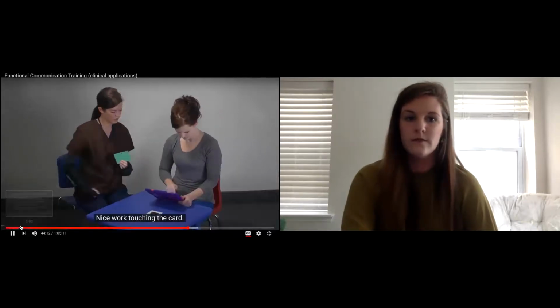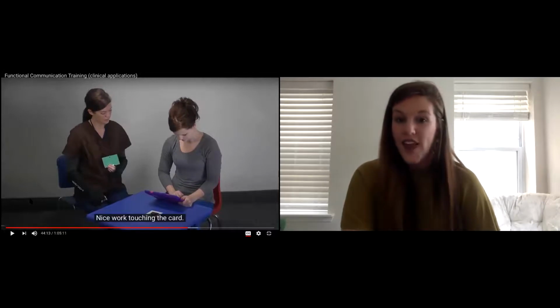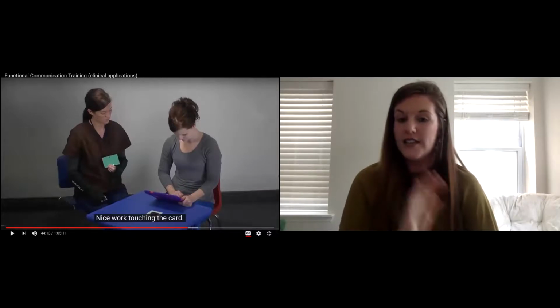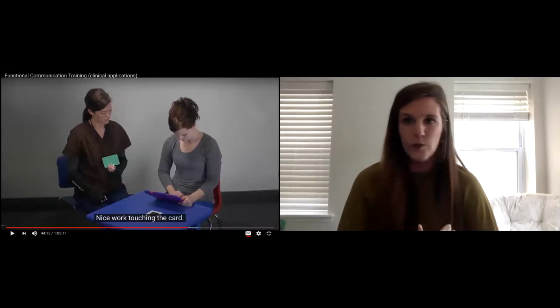Good waiting. Nice work touching the card. So in that case, they're doing it super fast so the child learns, but in the presence of the green card, tapping the card gets access to the iPad, but in the presence of a red card, if she were to tap the card, she would not get access to the iPad. So this is a good way to signal to the kid when they can request for items and when they can't request for items.